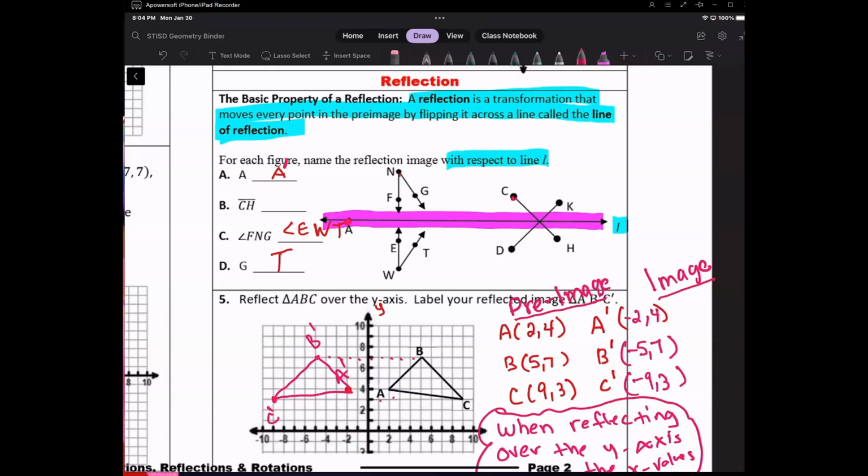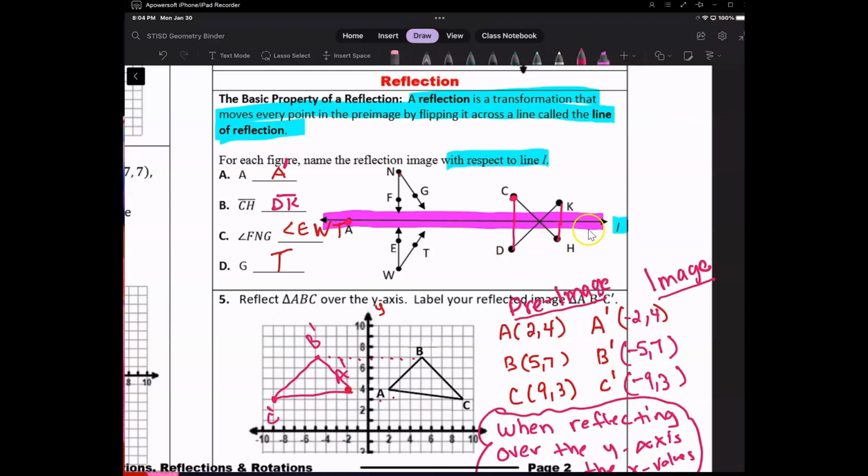Now C is so many units away from the line of reflection, which is the same distance to D. So you're going to have D. H is the same distance, equidistant to the line as K. So you have K, so it's segment DK.